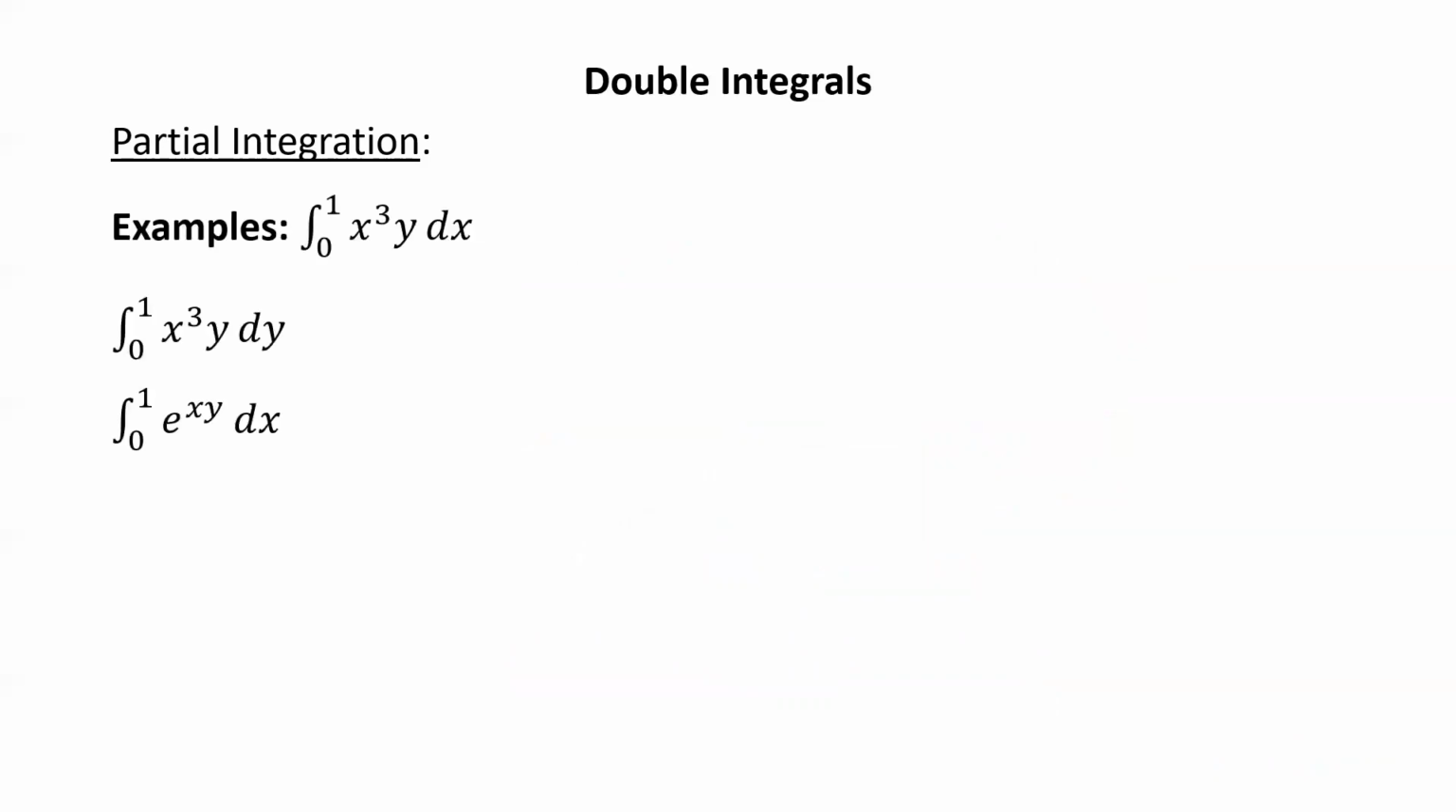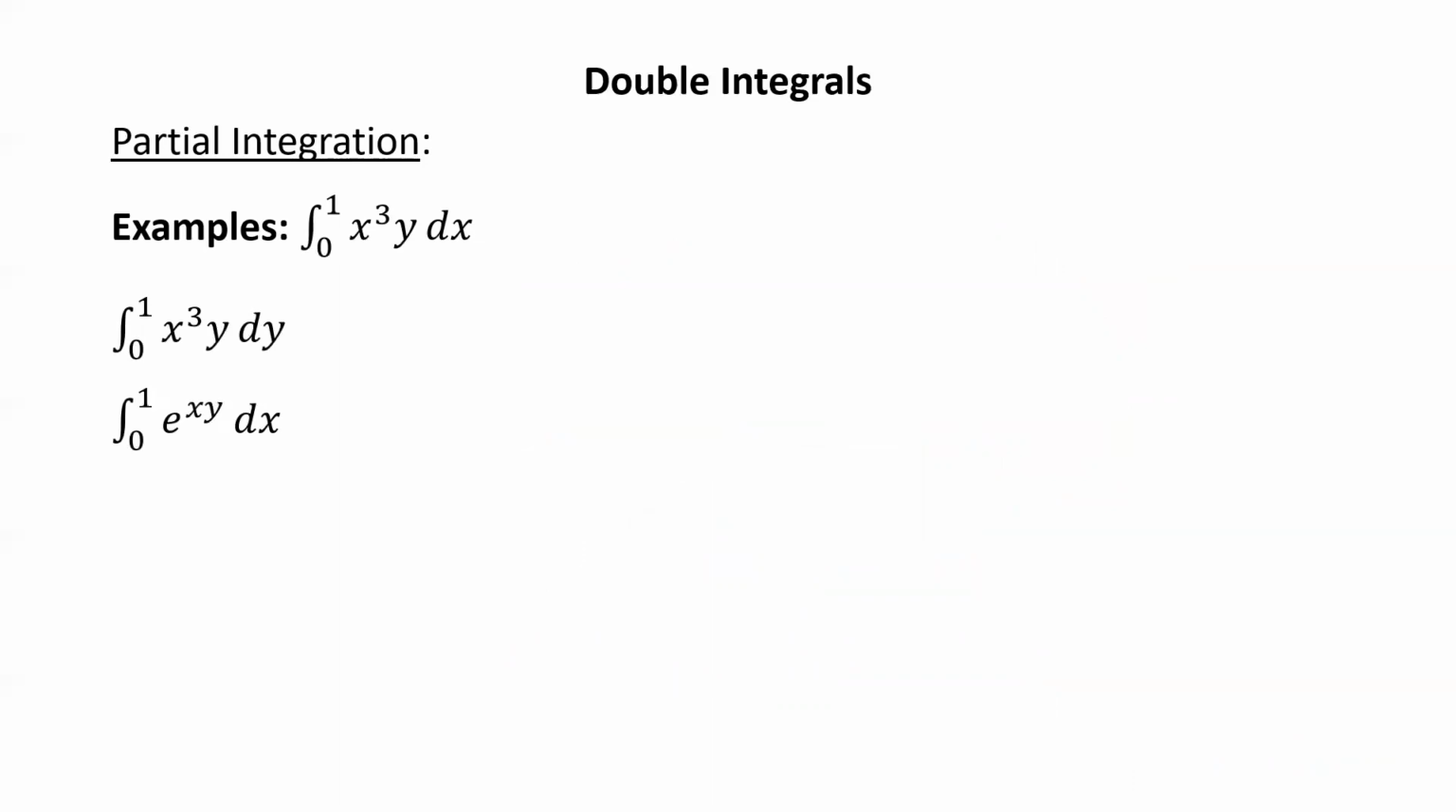So here are some examples to try. Without saying any more, I'm going to let you attempt these first. Pause the video, try these yourself. I think it's pretty self-explanatory what to do. You're just going to be doing the opposite of partial differentiation. Give it a try, and then resume the video to check your answers with mine.